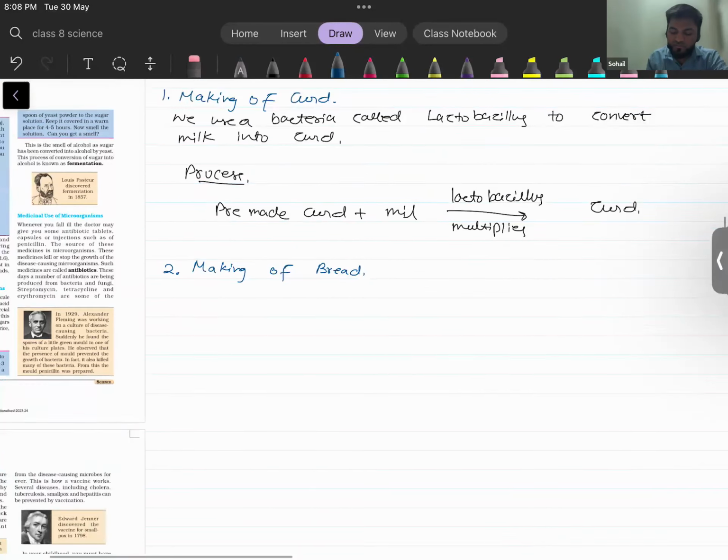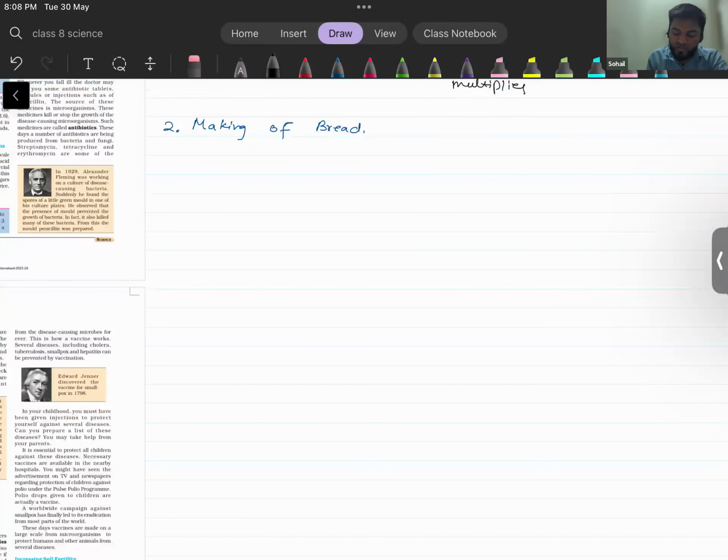So what goes on in the bread making industry? What do they do? They add yeast powder to flour, that is atta. They add yeast powder into flour, and what happens there? The yeast reproduces rapidly in this flour, and it releases carbon dioxide during respiration.